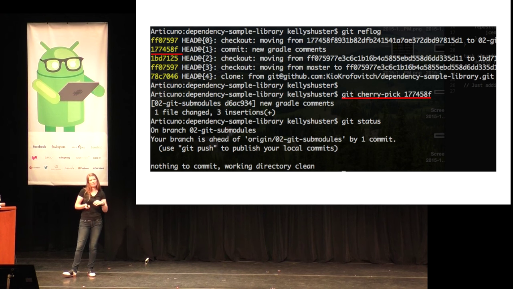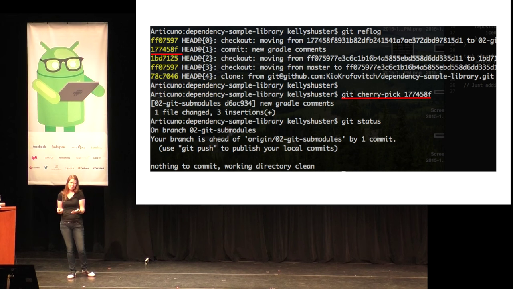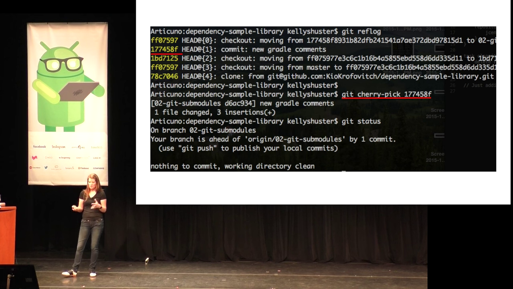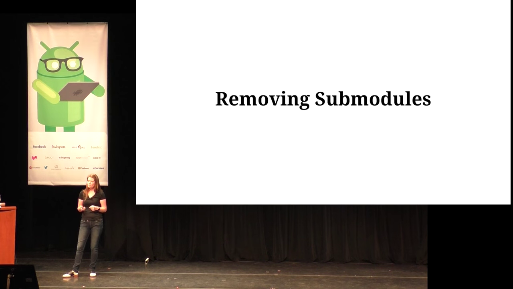Then we can do a cherry pick and apply that onto our branch, and we're good to go. This isn't a completely infallible solution because this is not an infinite log, and you might have a lot of different situations where this might not work, but it is a good fail-safe.